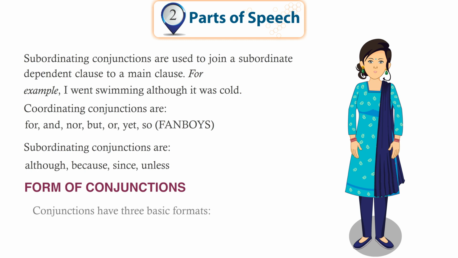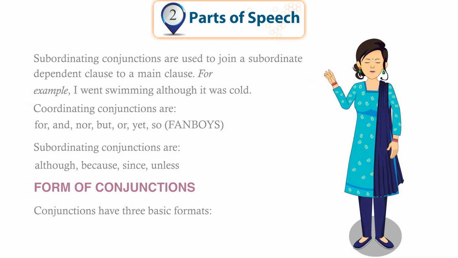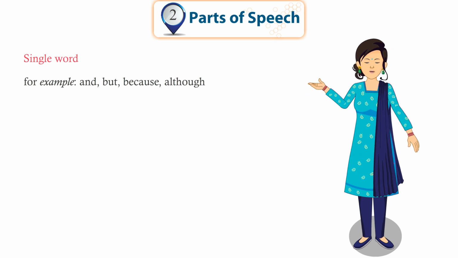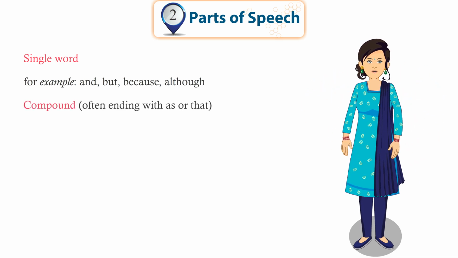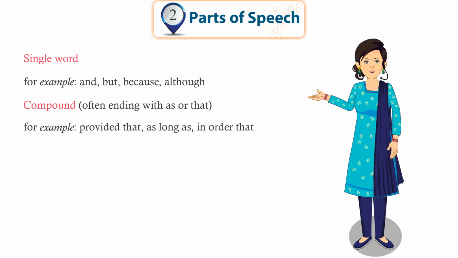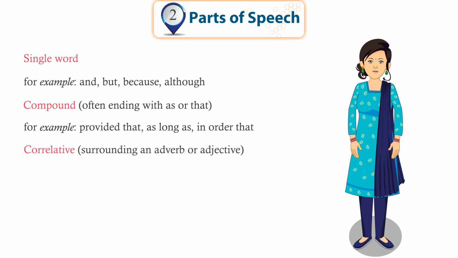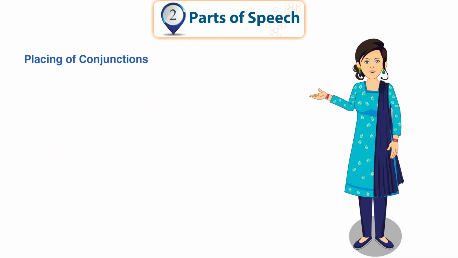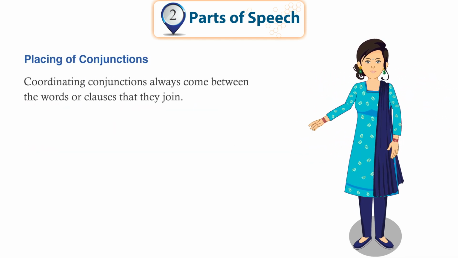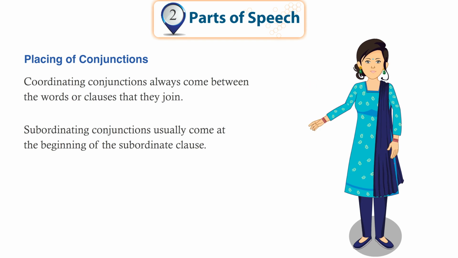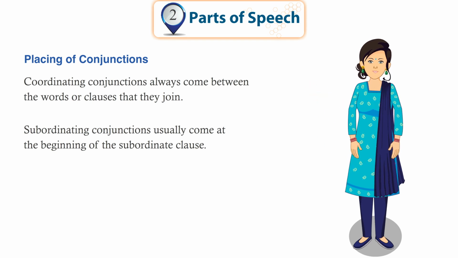Form of conjunctions. Conjunctions have three basic formats. Single word. For example, and, but, because, although. Compound, often ending with as or that. For example, provided that, as long as, in order that. Correlative, surrounding an adverb or adjective. For example, so that. Placing of conjunctions. Coordinating conjunctions always come between the words or clauses that they join. Subordinating conjunctions usually come at the beginning of the subordinate clause.